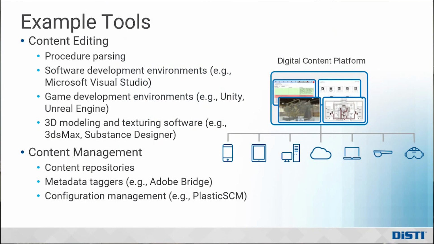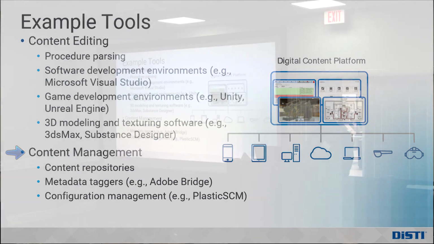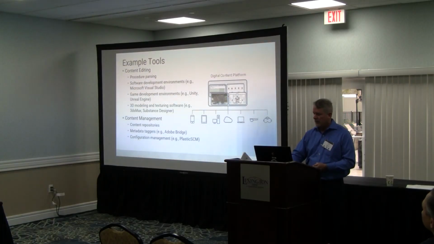And there are two major types of tools. There's the content editing tools and the content management tools. On the editing side, we talked about 3D Studio Max and the game engines. Those are examples of content editing. And then on the content management side, things like configuration management tools. There are also things like metadata taggers. So we use Adobe Bridge when we do a photo shoot to associate metadata with all those photos so that the developers can find what they need.